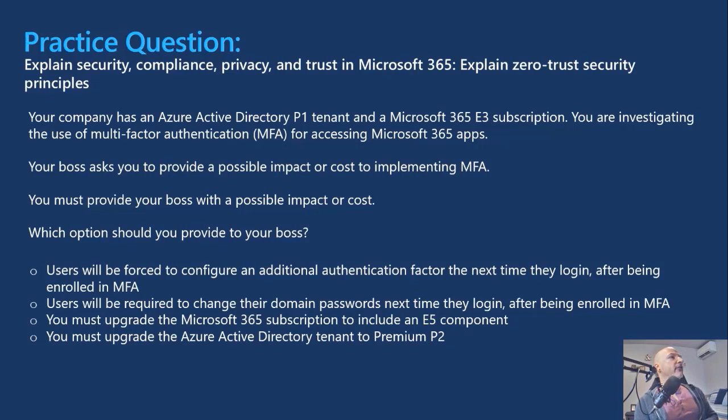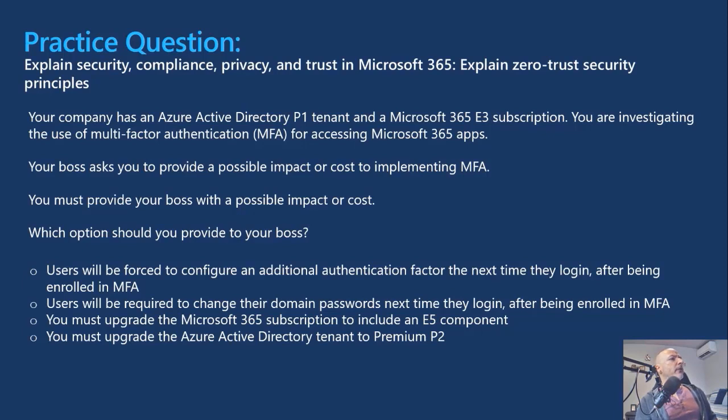Your company has an Azure Active Directory P1 tenant and a Microsoft 365 E3 subscription. You are investigating the use of multi-factor authentication, MFA, for accessing Microsoft 365 apps. Your boss asks you to provide a possible impact or cost to implementing MFA. And as I've said before, this exam doesn't want to know how to configure MFA. It wants to know what's the impact after we configure MFA. So you must provide your boss with a possible impact or cost. Which option should you provide to your boss?